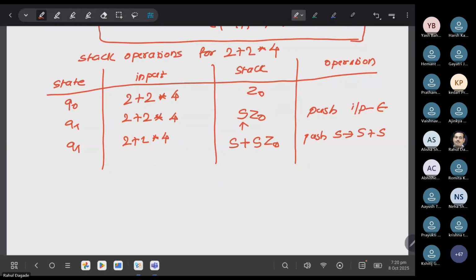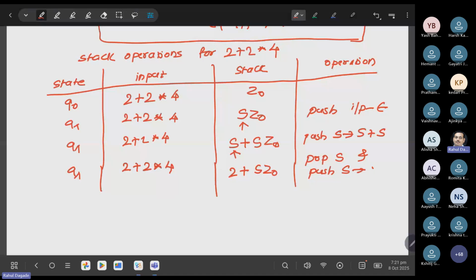Now this S is there, so we are in the Q1 state and we will replace it by its production. So now it is the same input, 2 plus 2 into 4. Now S is replaced with its production, that is S is consumed and it is replaced with 2, giving 2 plus S Z0. So what operation are we doing here? We are popping S and pushing what S gives, 2. So that 2 goes on the stack.